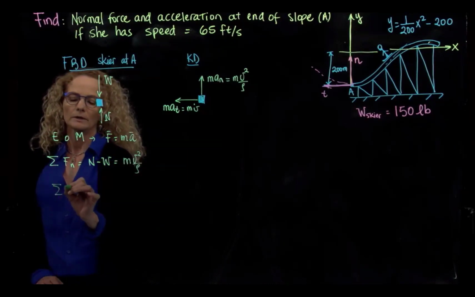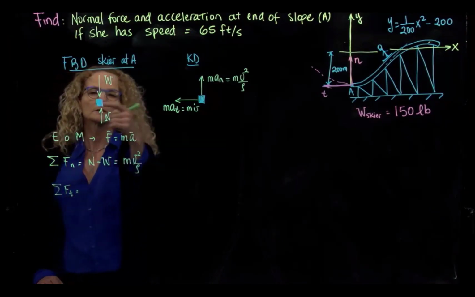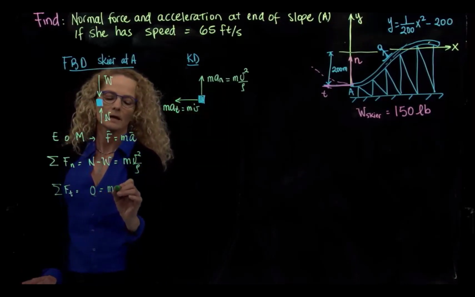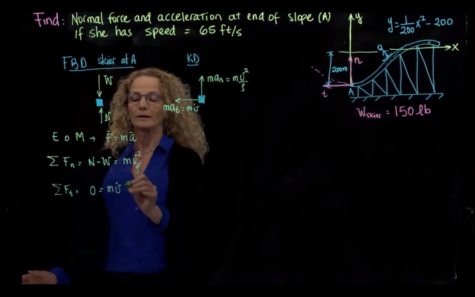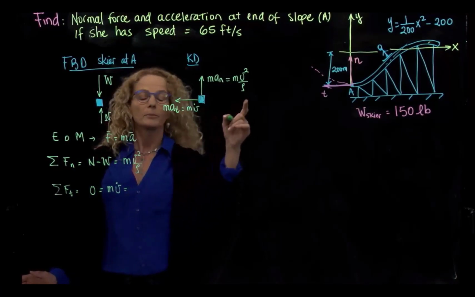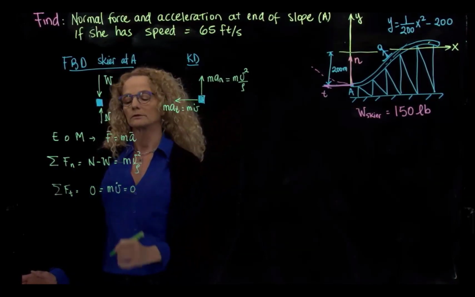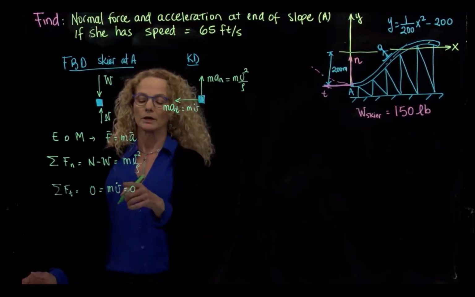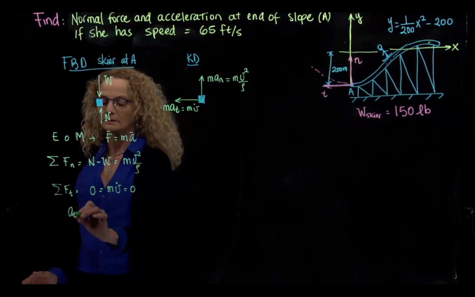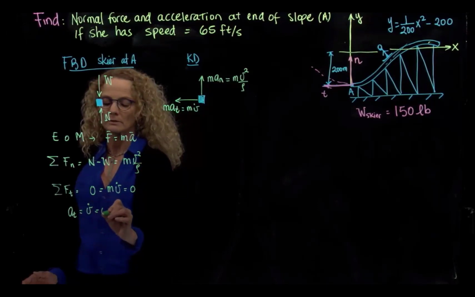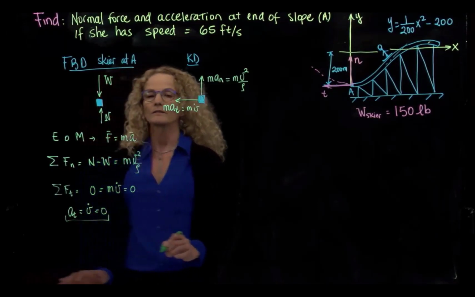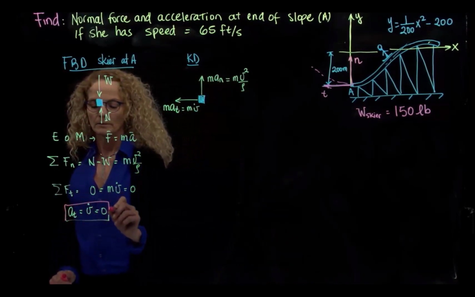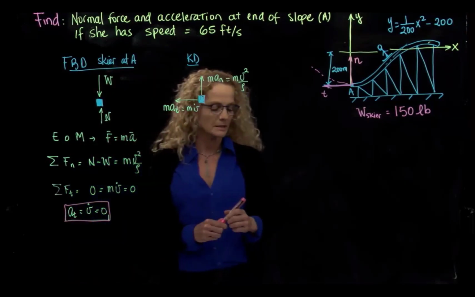If we do our tangent forces, here we don't have any force, so 0 equals mass times v dot. So at that point the rate of change of the velocity, which is the tangent acceleration, is equal to 0. So my tangent acceleration, v dot, is equal to 0. That's the first result that we find.